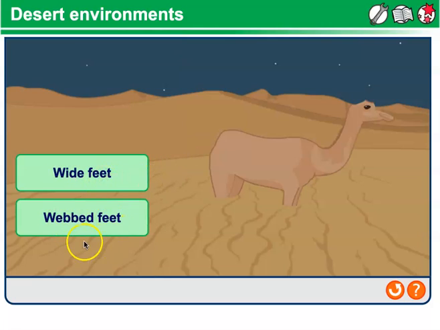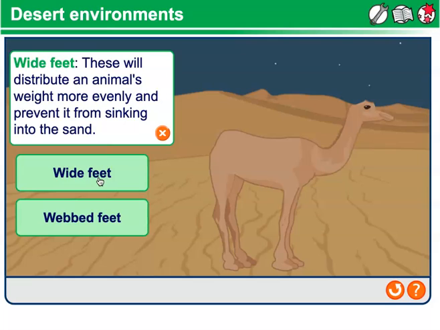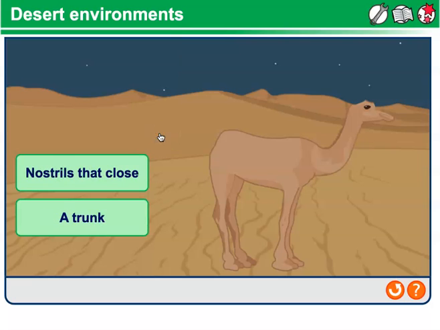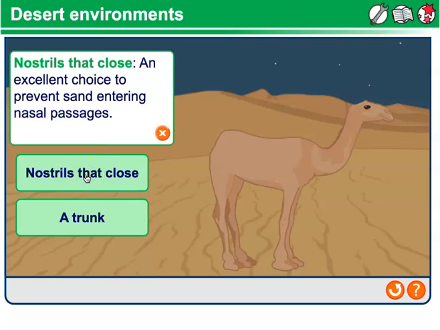I don't know that having webbed feet is going to be any advantage in this ecosystem, but having wide feet might. These will distribute an animal's weight more evenly and prevent it from sinking into the sand. I also think that it might be useful to have nostrils that close. This would prevent sand from entering the nostrils or nasal passages.